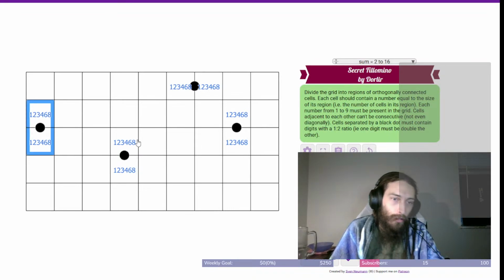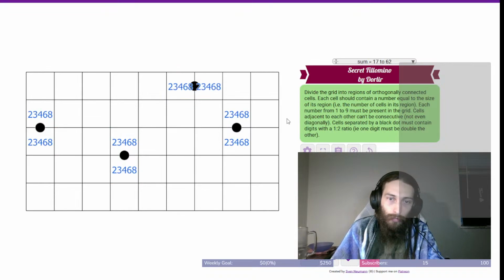Well, we know that 1 cannot appear on any of these because they cannot be consecutive in any type of adjacency. You can't put a 1 and then a 2 even diagonal to it. So you can't put it consecutively across the dot.